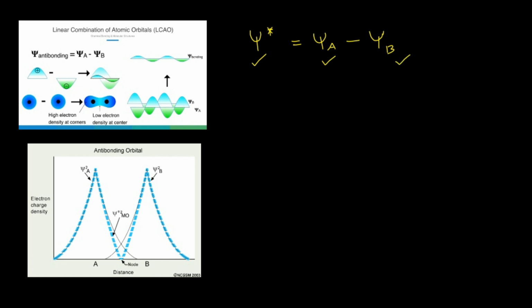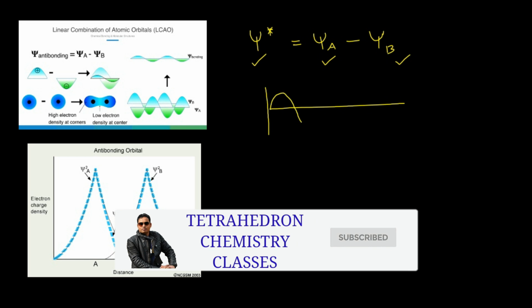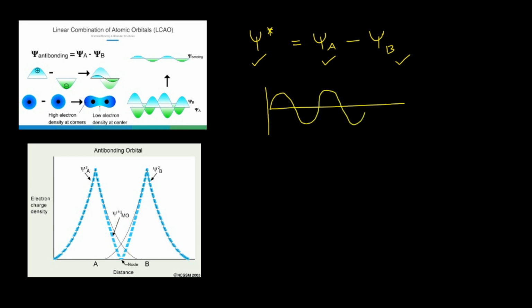So I can draw the waves like this. Say this is my one wave, for example my psi A. Now my psi B, because I am subtracting these two, I put a minus here. So what is the meaning of the minus here? The positive side of psi A will overlap with the negative side of psi B, or vice versa. Positive of psi B can interact with the negative of psi A.